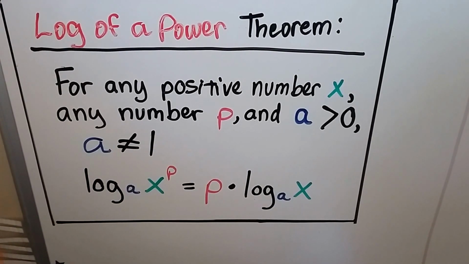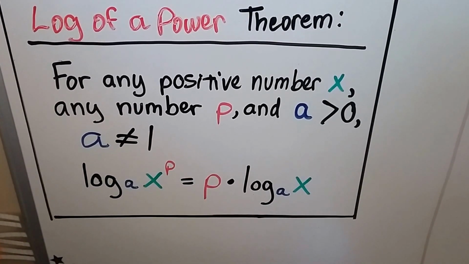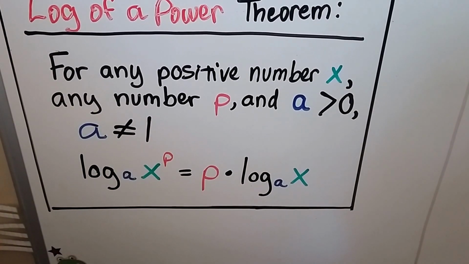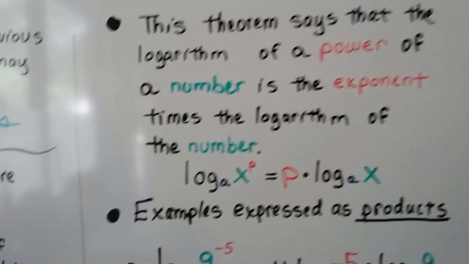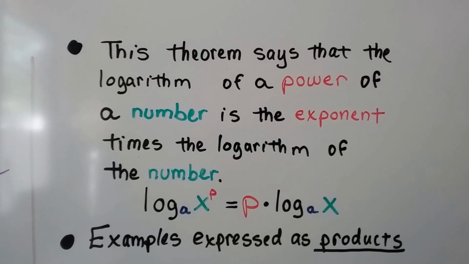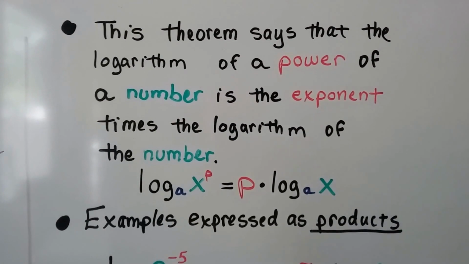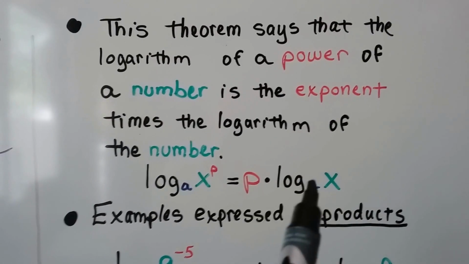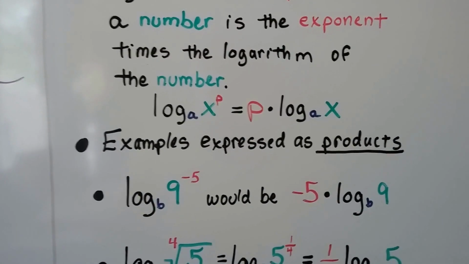All right? So for any positive number x and any number p, log base a of x to the p power is going to equal p times log base a of x. All right, so let's see how this works. This theorem says that the logarithm of a power of a number is the exponent times the logarithm of the number. So it's saying that this power of x is going to be multiplied to the log. See? So we're going to do some examples expressed as products.